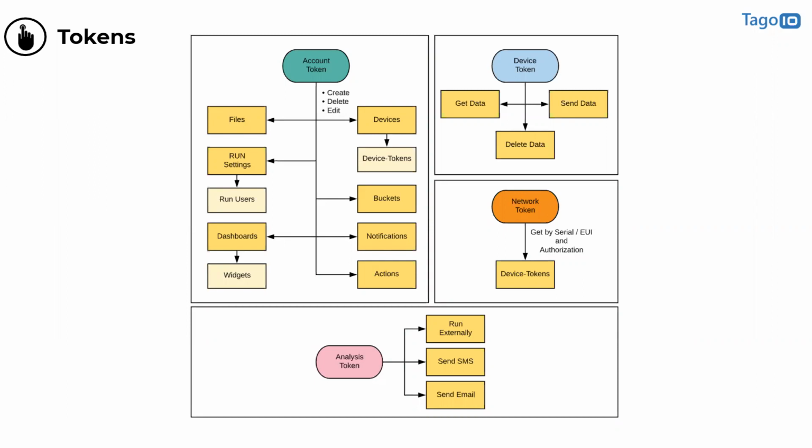Last one, we have the analysis tokens. When you create an analysis and set it to run externally, you will see this token available. With this token, you can, of course, connect the code in your machine directly to Tago. But you can also use some other services like sending SMS and sending emails. There are also some options for notifications. So if you want to do that, you need to use the analysis token. I believe that's all regarding the tokens. Let's move on.